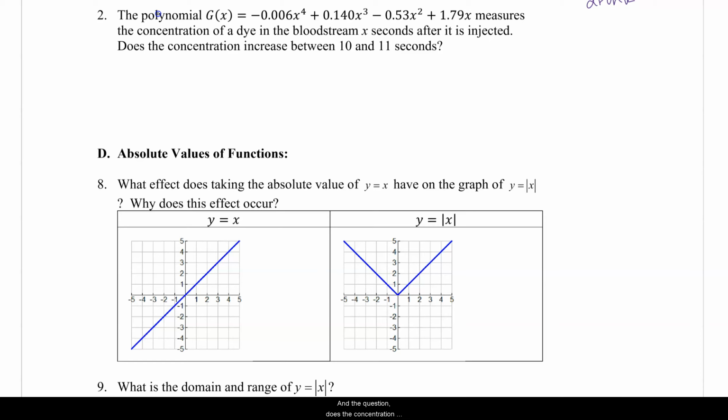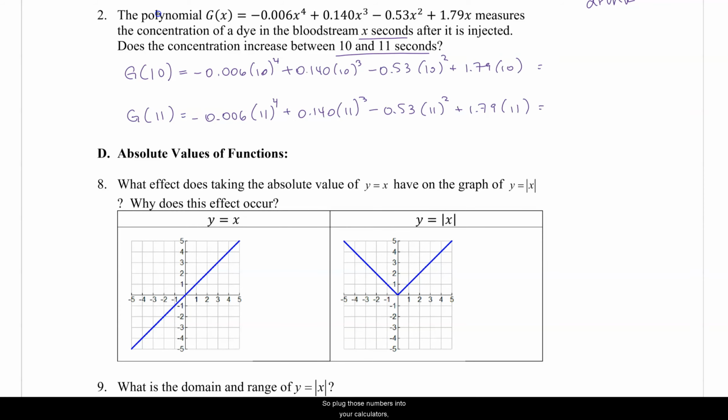And the question: does the concentration increase between 10 and 11 seconds? Well, if x is measuring the seconds after it's injected, and we want to know what happens between 10 and 11 seconds, we need to plug in 10 into our function and 11 into our function and compare them. So plug those numbers into your calculators, simplify them out, see what answers you get.